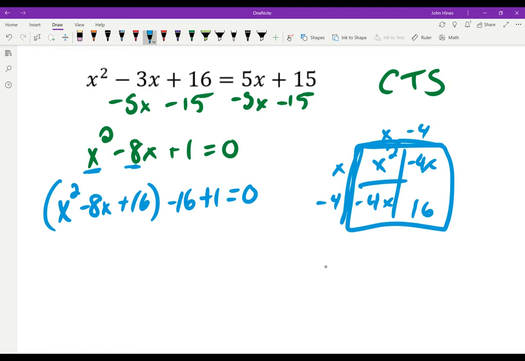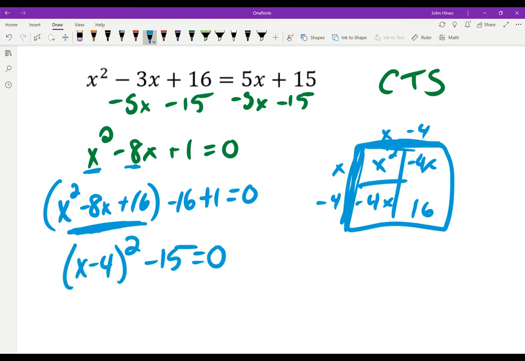So I add that 16 and I subtract it, so now I can factor this. Well, how does this factor? Well, look at your box. We made that box so that it factors. And now we just need to finish this up.